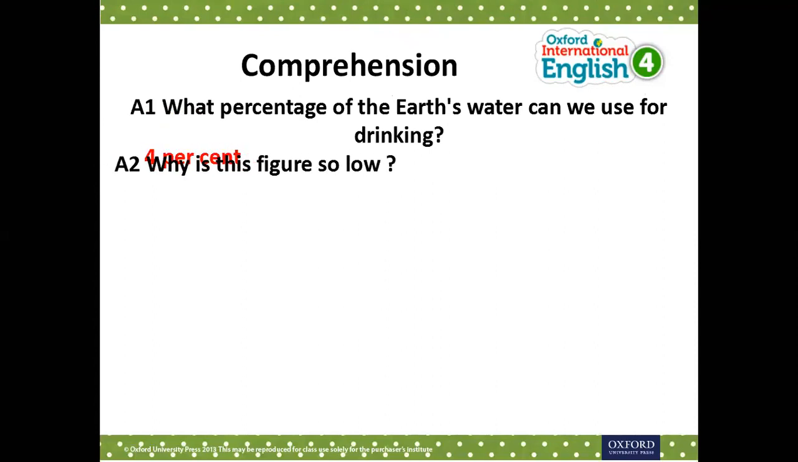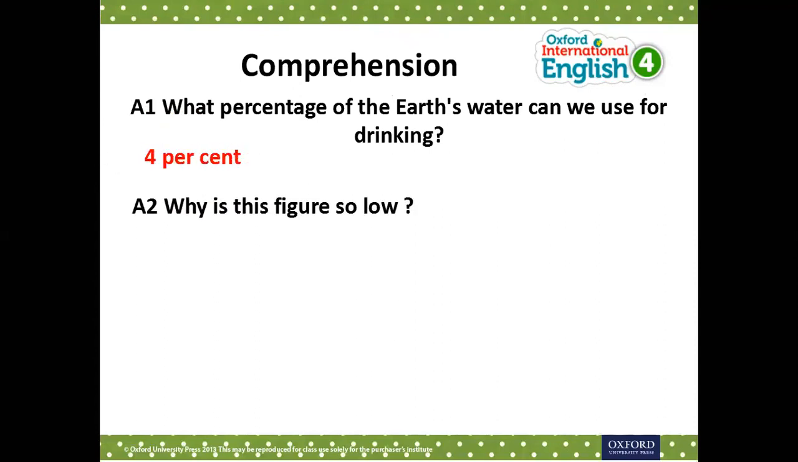Next question. Why is the figure so low? So what does it mean, the figure? Why is the number 4% so low? Who can tell me? The figure means the amount of water we can drink around the world. We said that only 4%. Why is it so low? 4 is little, right? Why is it only 4%? Because the rest is salty.